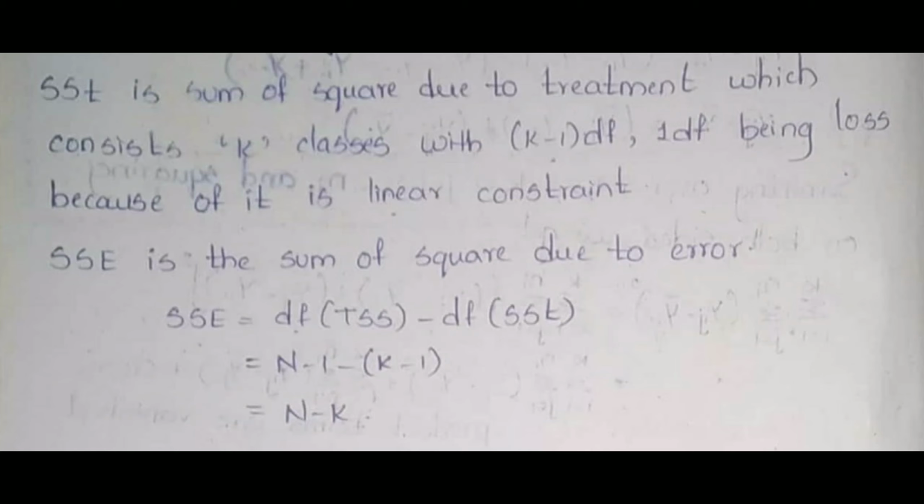So the degrees of freedom of error. We know that TSS equals SST plus SSE. So for the degrees of freedom, we get N minus 1 equals treatment k minus 1 plus error. So error equals capital N minus 1 minus k plus 1. The plus 1 and minus 1 cancel, and we get capital N minus k. So that is the degrees of freedom for the error.